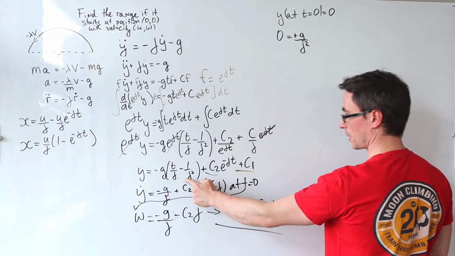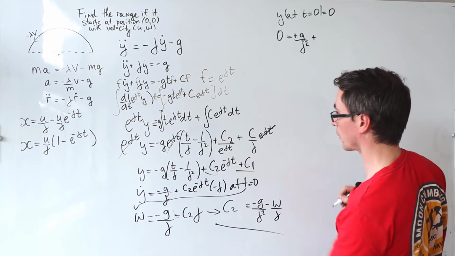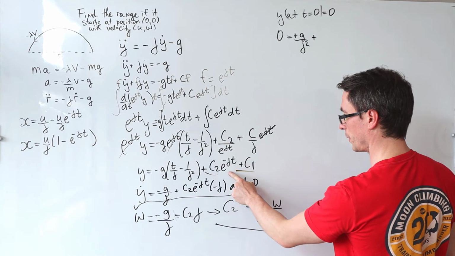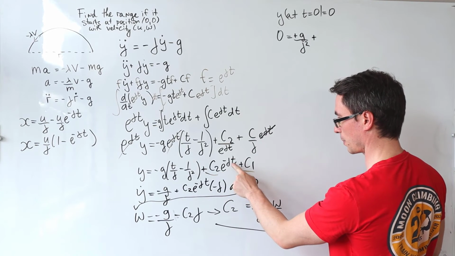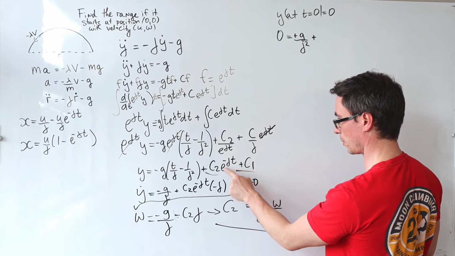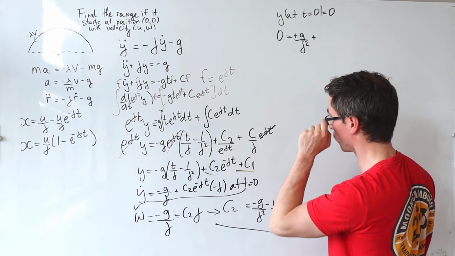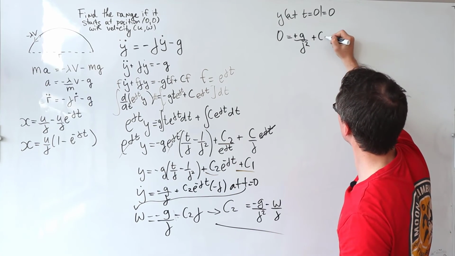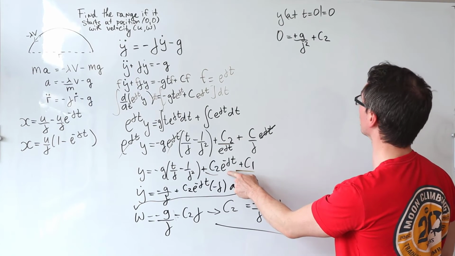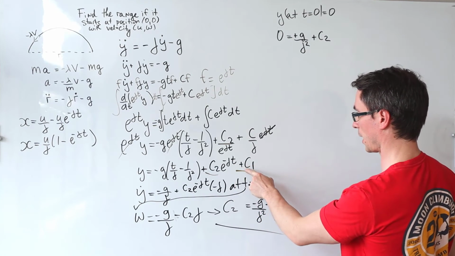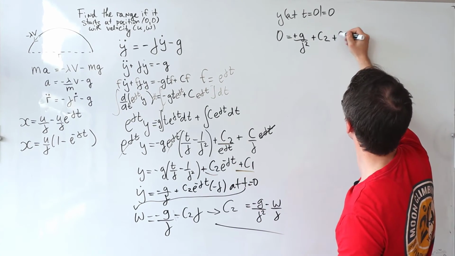This is this times that, plus C2. Now this term here, e to the minus gamma t, will turn into e to the minus, or e to the 0, which is just 1. So this will just be plus C2. And then what we're going to have is plus C1.